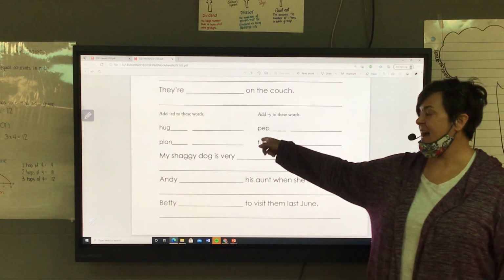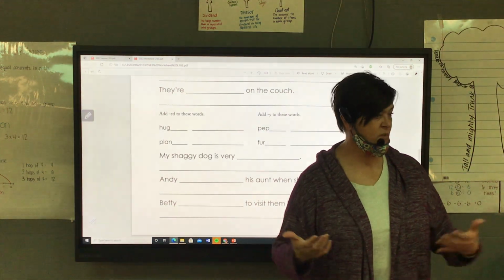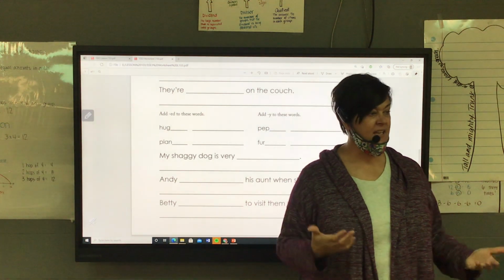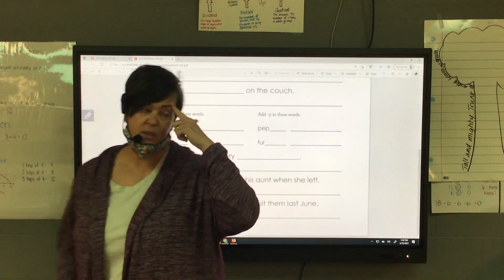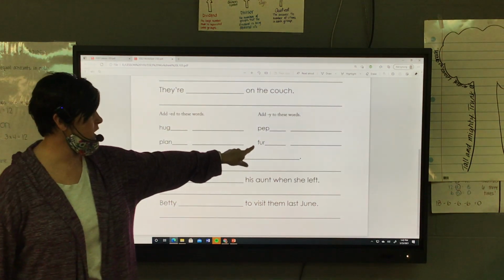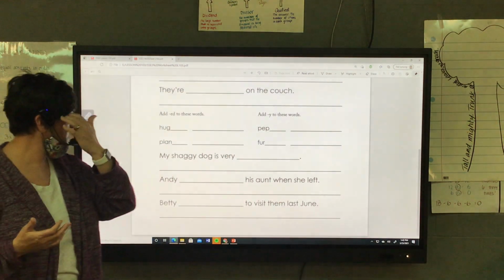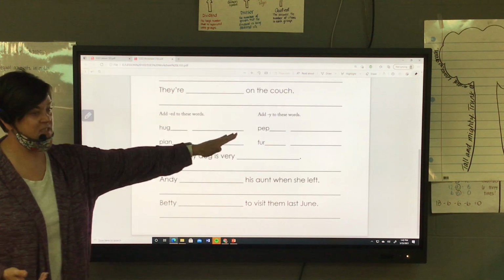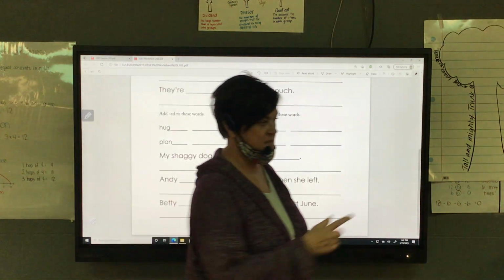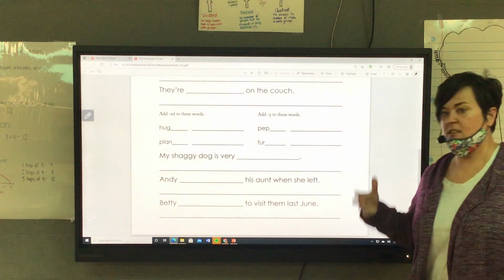Then you're going to come over here to pep. We're going to add that E sound to the end of it. So what's the word going to change to? Peppy. But what do we have to do to our final consonants, friends? We have to remember to double those, don't we? And then fur, if we add E to the end of it, what does that become? Furry. And then you're going to use those words to complete these sentences. Peppy is like somebody that's excited and full of energy.